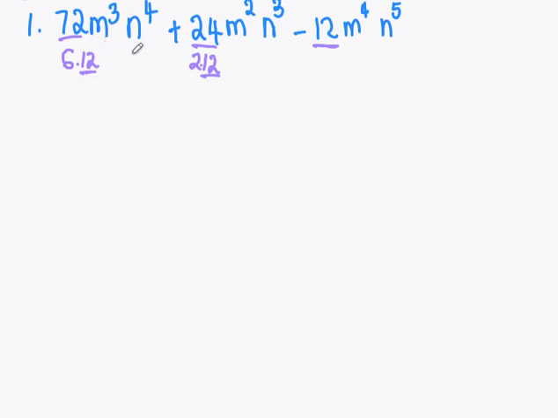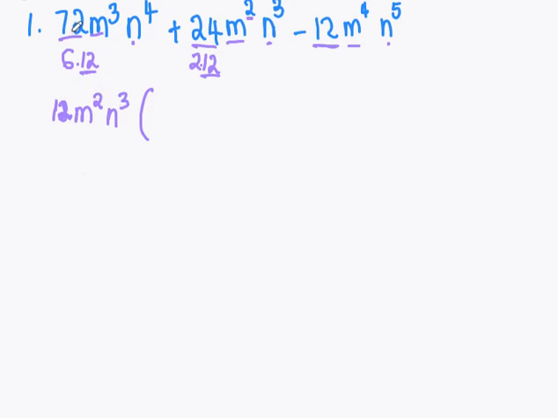Then all of these have the variable m in them. So we take the one with the lowest power as a common factor. There's m here, here, and here. So 12 is a common factor, and the m with the lowest power, m squared, is also a common factor. Now look at the variable n: n to the power 4, n to the power 3, n to the power 5. The one with the lowest power is n to the power 3. So 12m squared n cubed is our common factor.